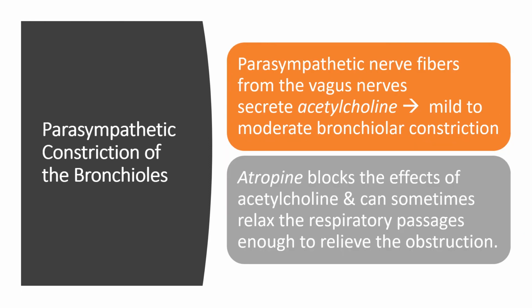A few parasympathetic nerve fibers from the vagus nerves penetrate the lung parenchyma. They secrete acetylcholine and when activated cause mild to moderate constriction of the bronchioles. Superimposed parasympathetic nervous stimulation often worsens the bronchial constriction caused by asthma. Giving of atropine, which blocks the effects of acetylcholine, can sometimes relax the respiratory passages enough to relieve the obstruction.